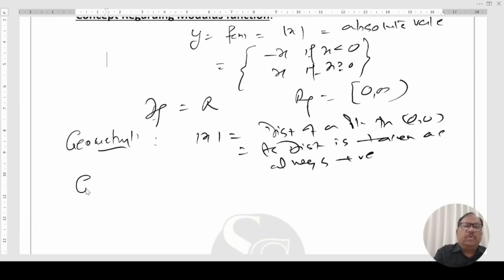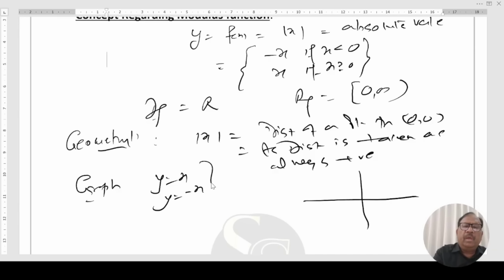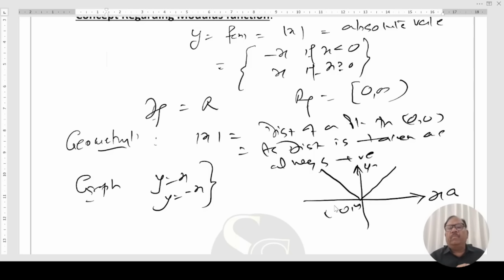Graph of the absolute function. One line is y equal to x, one line is y equal to minus x. And y will not be negative. One line will be going this way, one will be going that way. This is the absolute function. This is the x-axis, this is the y-axis, this is the origin.